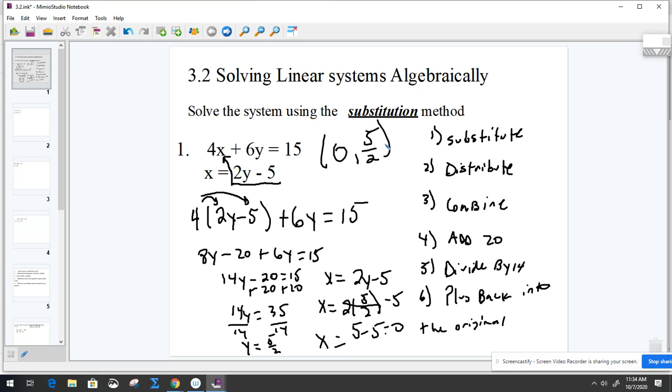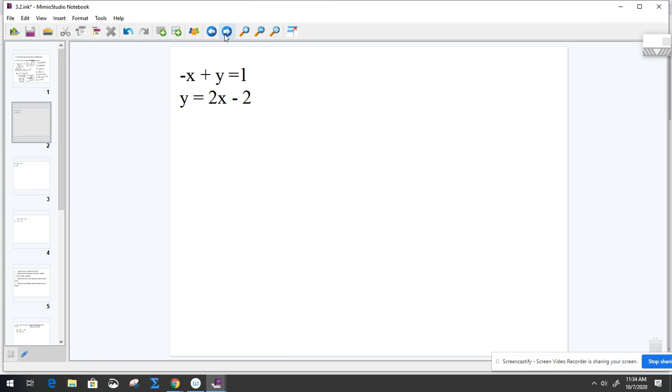Again, all of these problems that we're doing today, we're going to get an answer that's an ordered pair. So once you solve part of it, you have to make sure you write your answer as an ordered pair. And this is, again, using the substitution method. So let's take a look at a couple more of these substitution methods. I'm going to talk through it, and then I'll put the list up of things.